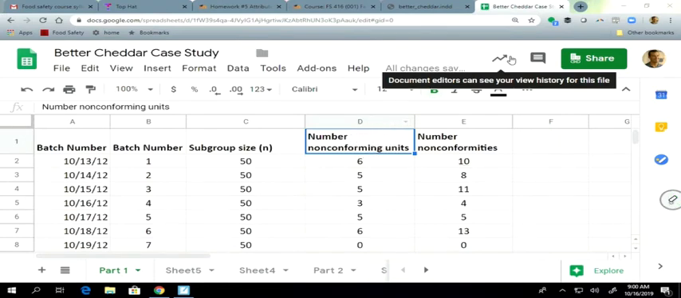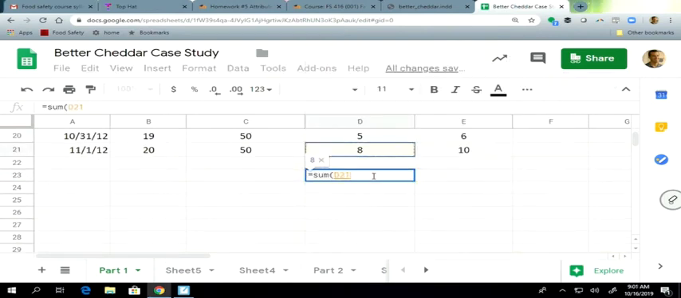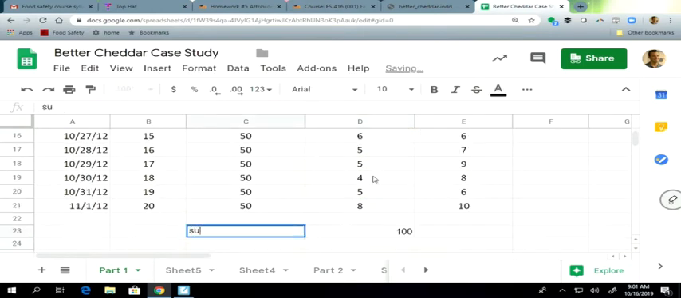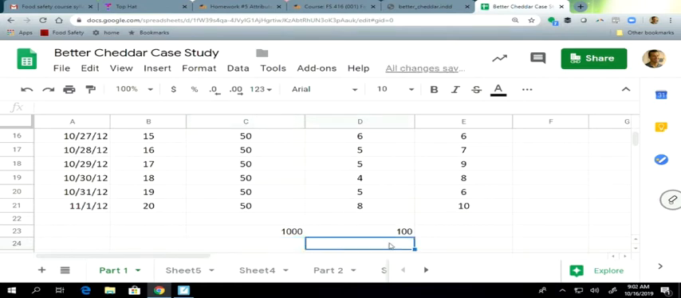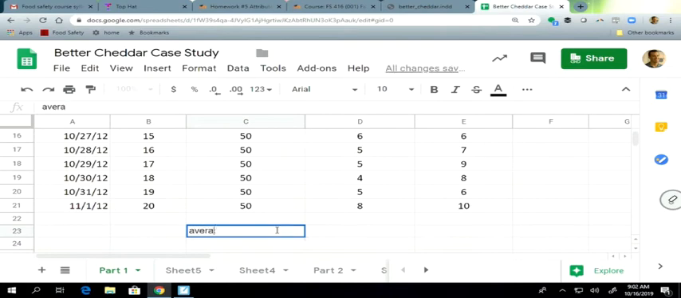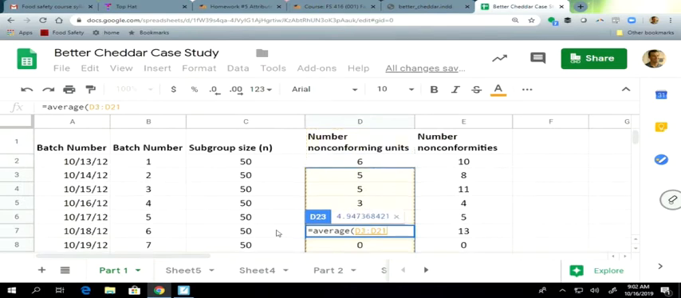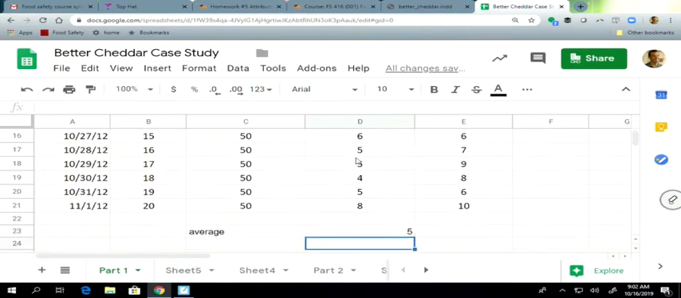So how are we going to calculate the center line for an NP chart? We're going to take the sum of all of these NP values, okay? And we're going to take the sum of all of these right here. Actually, if we're looking for the average, isn't the quicker way to just go average? Remember with variable control charts, we were saying there's 2 different ways to calculate these center lines. So the average out of all of these NPs is 5.